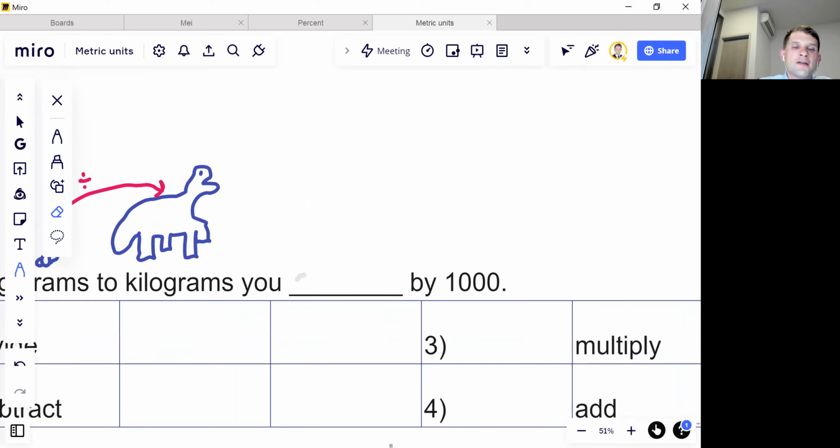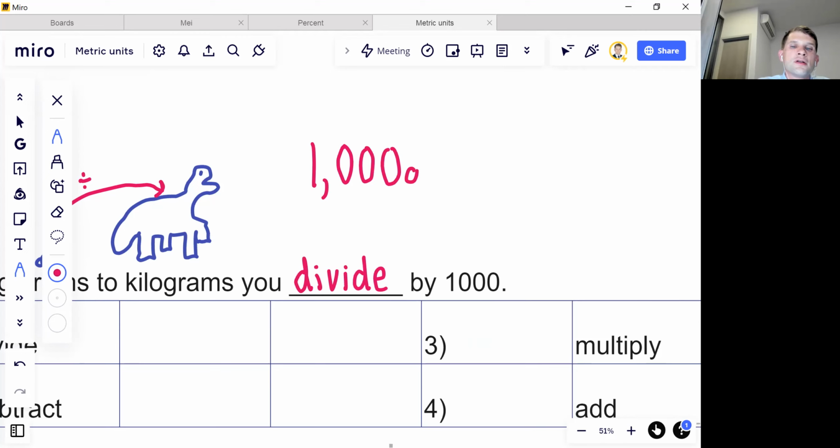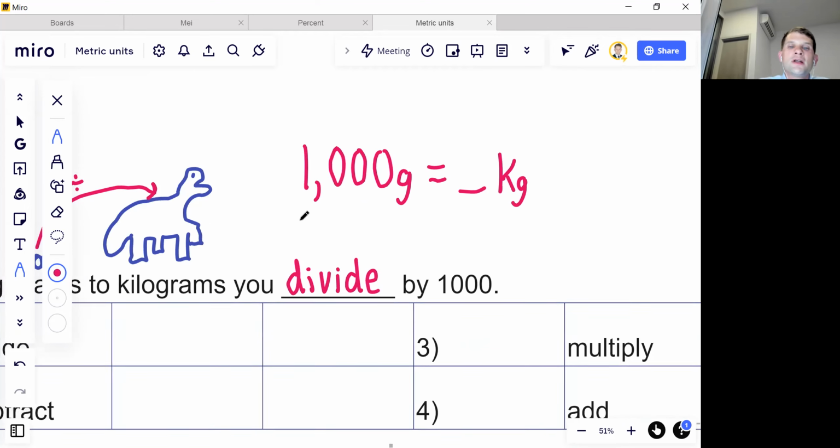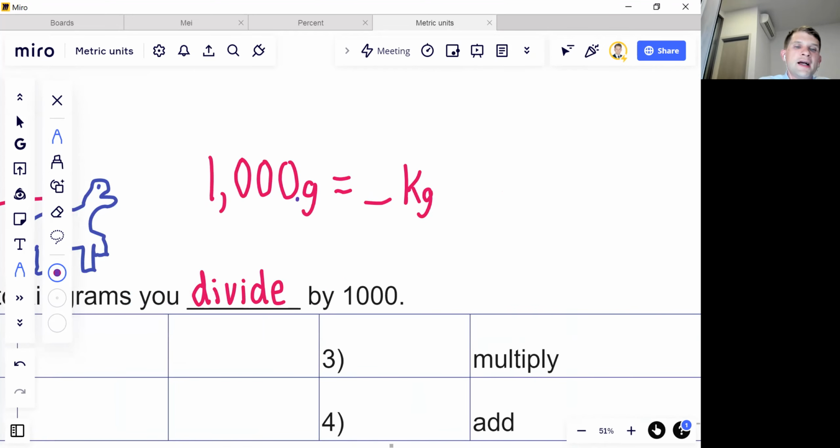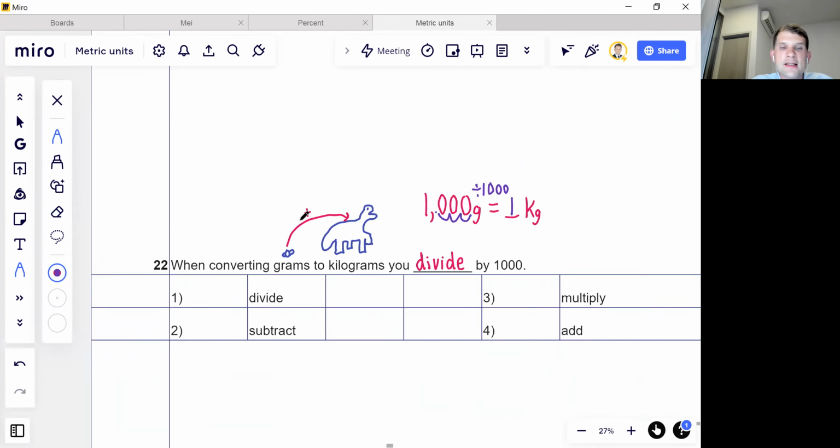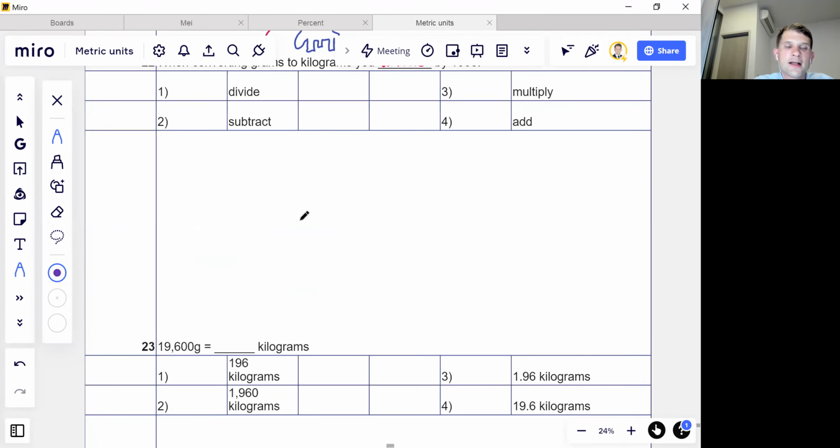For this one should be divide. Okay, so if we're going from grams to kilograms, we know we need to divide. And we could see that 1,000 grams is equal to how many kilograms. So we know here that we would need to move our decimal back 3 places in order to get to kilograms. So we would need to divide by 1,000, okay? And that would give me 1 kilogram. Alrighty? So that one is divide. All right, so that's number 22.